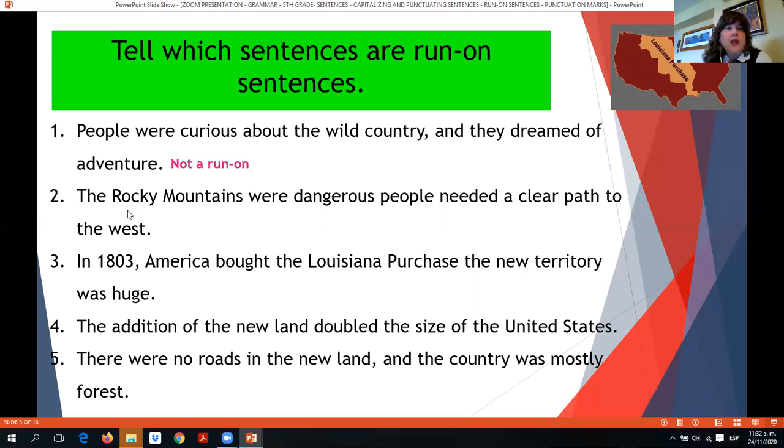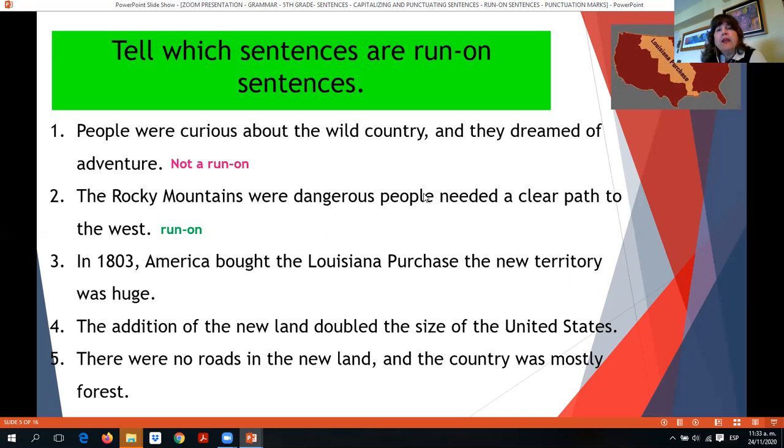Number two: The Rocky Mountains were dangerous. People needed a clear path to the west. In this case, we have two separate ideas that we could rewrite as two sentences, or we could rewrite it as a compound sentence. So in this case, we do have a run-on, okay? We could separate this into separate ideas, for example, the Rocky Mountains were dangerous, period. Then we have a capital P. People needed a clear path to the west. We could do that.